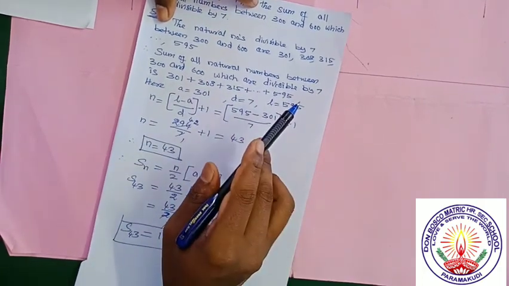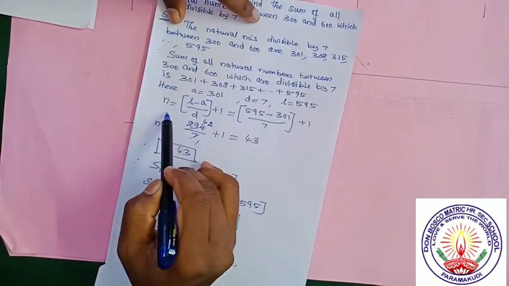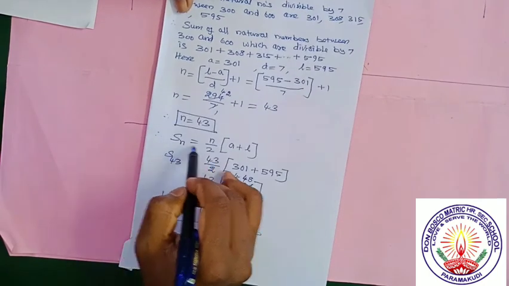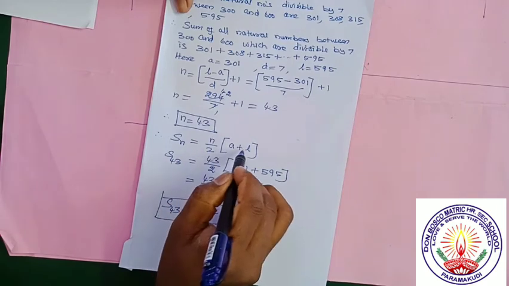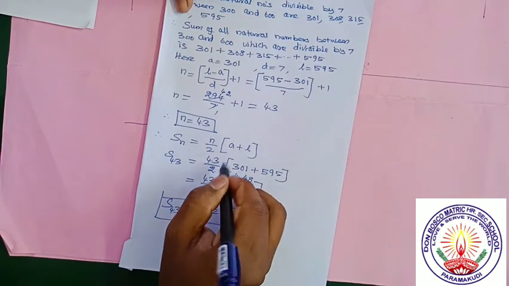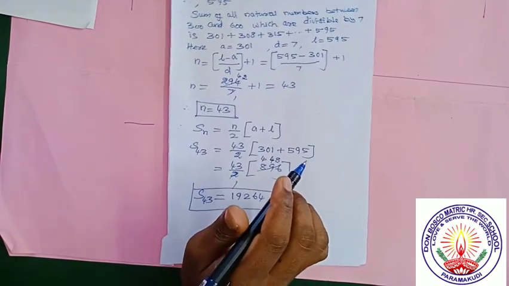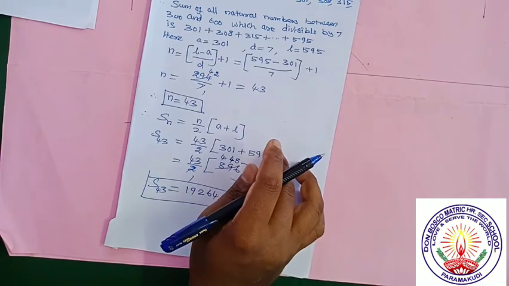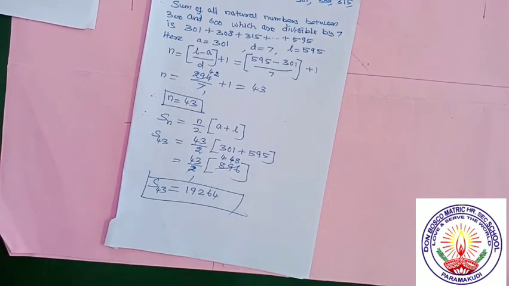So what is the first step? We have to write the numbers which are divisible by 7 between the given numbers, and we have to find n using the formula (L minus A) by D plus 1. Then we have to write the formula Sn. Since the last term is given, the formula is n by 2 into (A plus L). Then apply the values here and simplify. This answer is 19,264. Very, very simple problem and very important question. Since it's very simple, they will ask it as an important question.